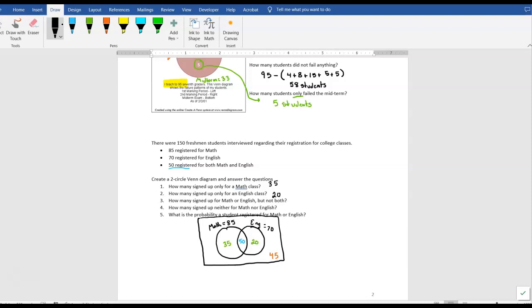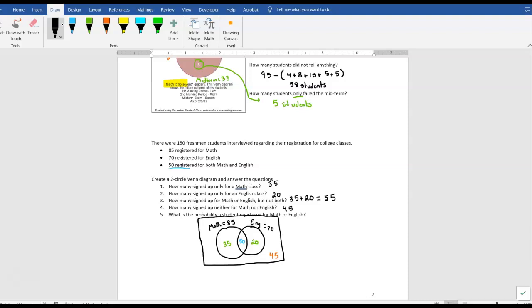How many sign up for math or English but not both? So math is really 85. English is the 70, but it says but not both. So I really just want the 35 plus the 20 to give me a total of 55 students signed up for math or English, but not both. How many sign up for neither math nor English? Well, that's our 45.